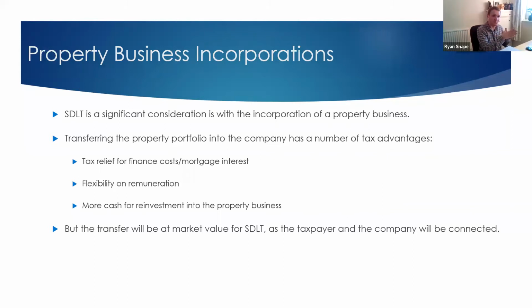So we're transferring the properties from the individual to the company. And the way that that's structured is that there's no cash being transferred. Instead, the individual would get new shares in the company in consideration for the transfer of the properties. Now, in spite of the fact that there's no cash, because the individual and the company are connected, that transfer would be at market value for stamp duty land tax. So if those properties are worth, let's say, £5 million, we're looking at a transfer of £5 million for SDLT.